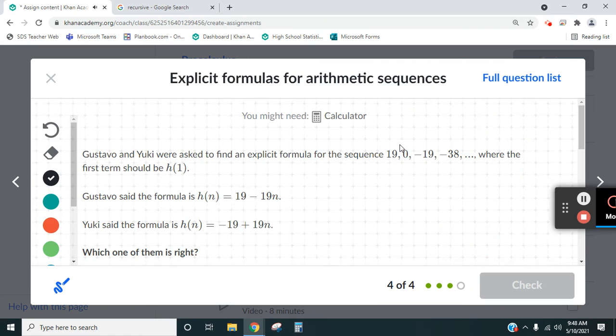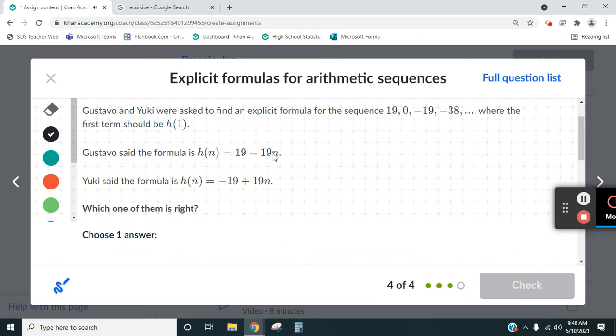Let's keep going. Now, we are given two different people's versions of a formula, just like I showed you. There could be two different formulas, right? There could be. So let's double check. Let's see if Gustavo's right. Let's see if Yuki's right, or maybe they're both right. Here's how you can check somebody's, or let's just do this. Let's actually form the formula ourselves. We should start with A1. A1 is 19, right? What's the common difference?